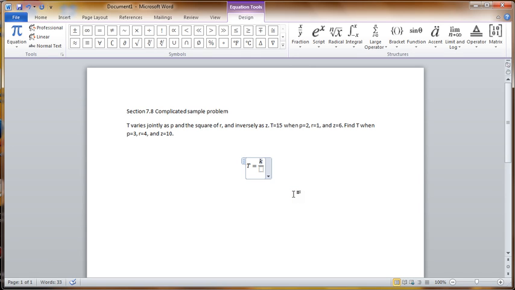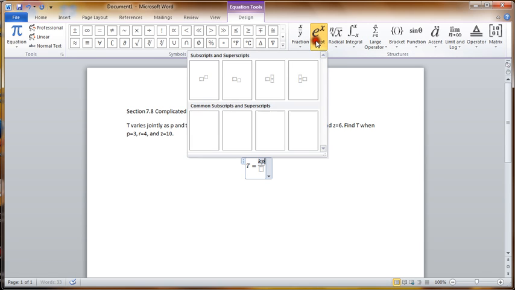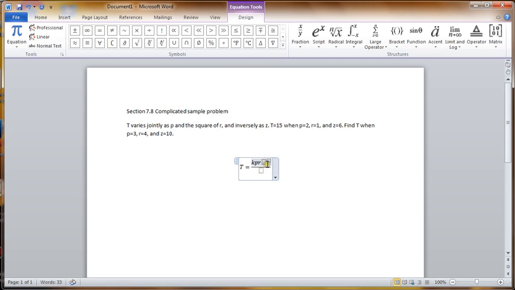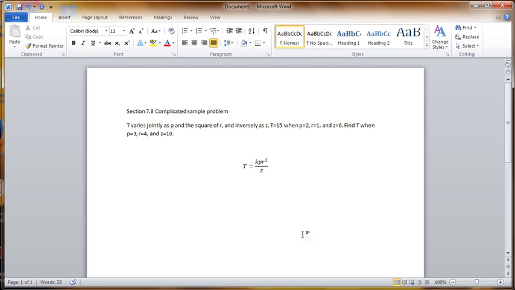So it varies jointly with p, so I have k times p, and then the square of r. So I'm going to have to put in an r squared. I'll use my little squaring tool and put in the r and the second power. So this top says that it varies jointly. It varies, that's the k, with p, that's the p, and then with the square of r gives me the r squared. And then inversely as z means that the z is going to go in the reciprocal, or in the denominator of the fraction. So this is the equation that states the equivalent of what is verbally described here as the variation equation.